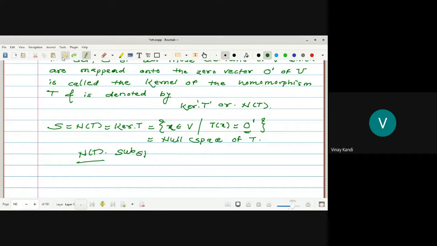So here, remember only the definition. The null space of T, or kernel of T, is the collection of those elements belonging to V such that if you apply mapping T on that element X, it becomes the zero element of the codomain U. That is, X belongs to V such that T of X is equal to 0 dash, where 0 dash is the zero element of U. Now look at some examples.